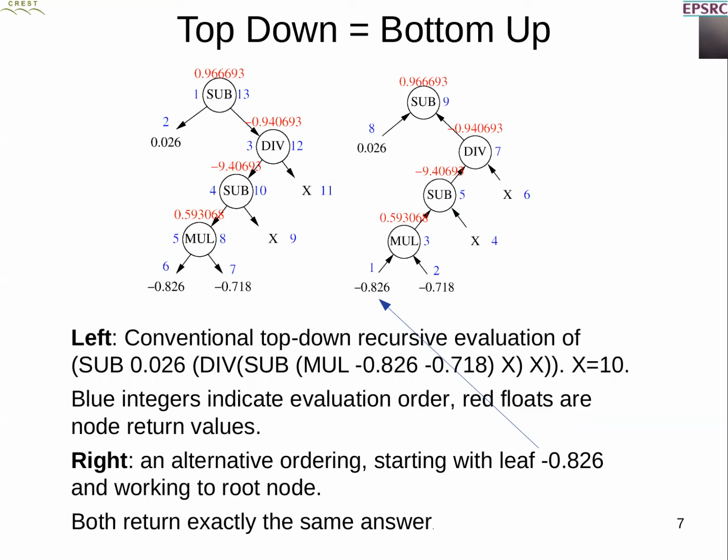0.718. And then multiply will then calculate exactly the same answer as it calculated in the left-hand side, except it's calculated in a different order. So the point being, although we could do the calculations in different order, we do exactly the same calculations, and they calculate exactly the same answers as before.